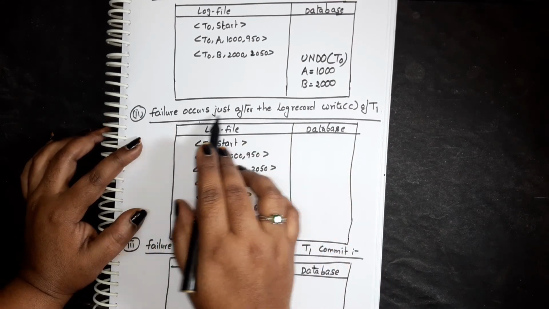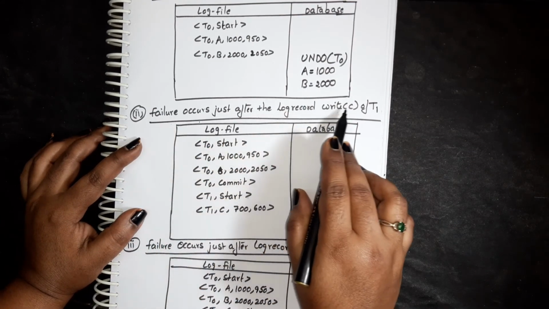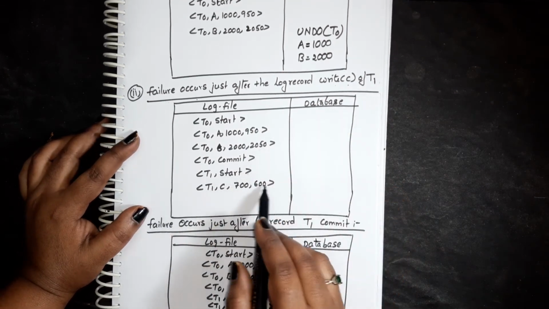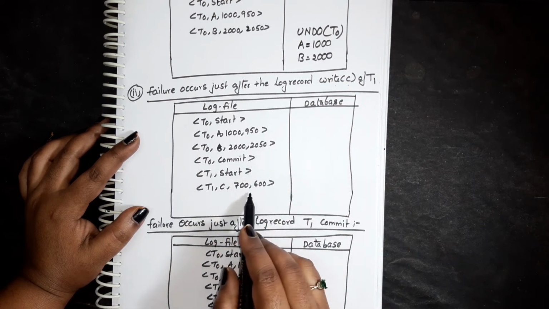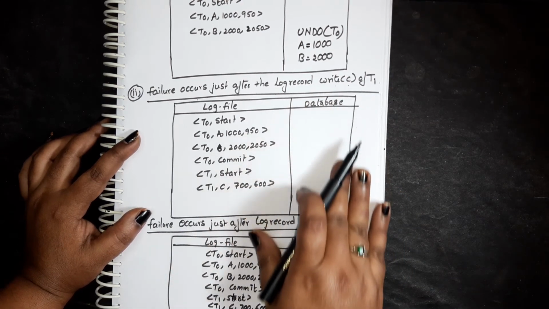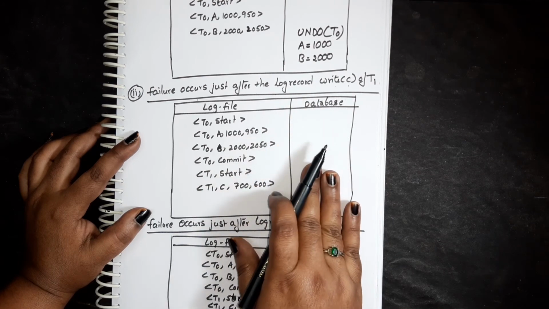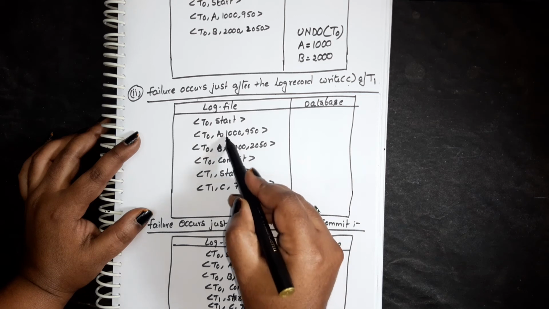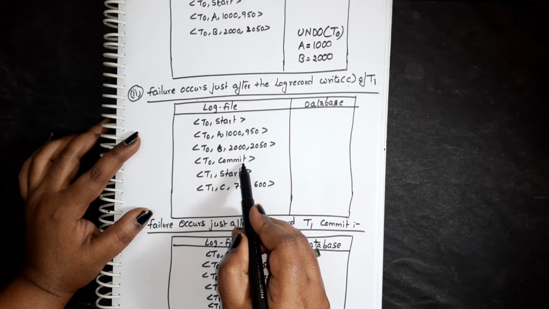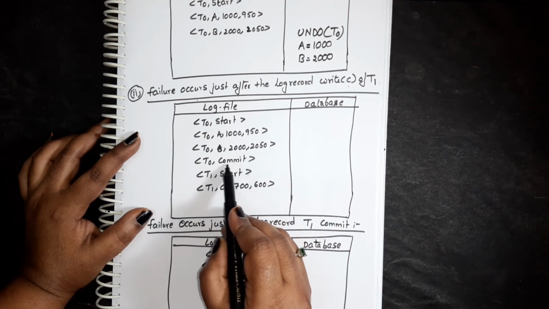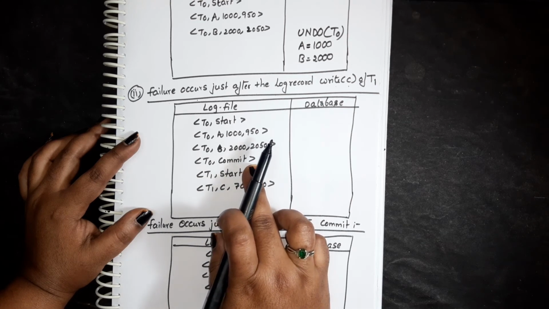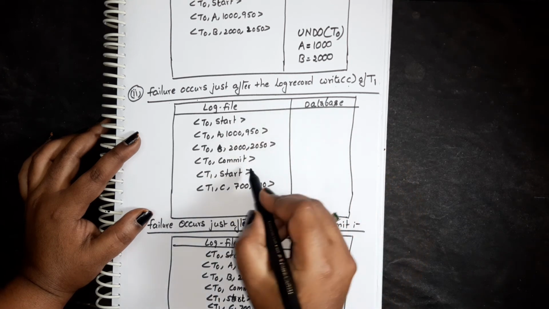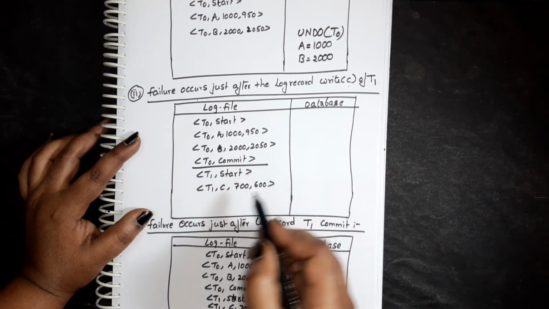The failure occurs just after the log record write C of the T1 transaction. After the T1 transaction executes the write operation, how is the database state? How can you restore the values of A, B and C? Here A and B are written to the database and T0 is committed. T0 commit means its changes are propagated to the disk, properly updated in the database. For this purpose you use the commit.